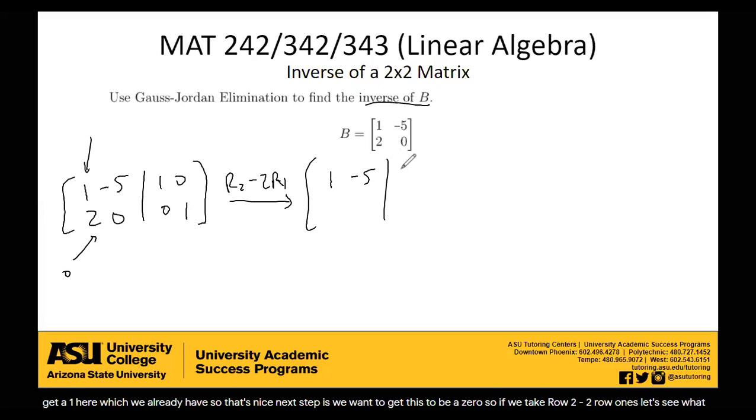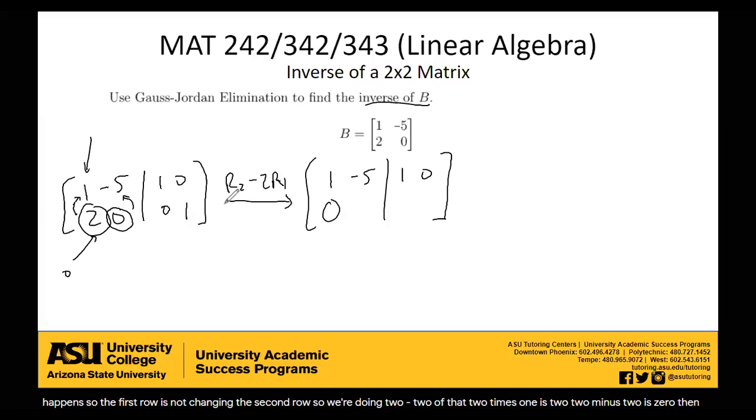So the first row is not changing. The second row, so we're doing 2 minus 2 of that. 2 times 1 is 2, 2 minus 2 is 0. Okay. Then we're doing 0 minus 2 of those. So 2 times -5 is -10. 0 minus -10 becomes +10.